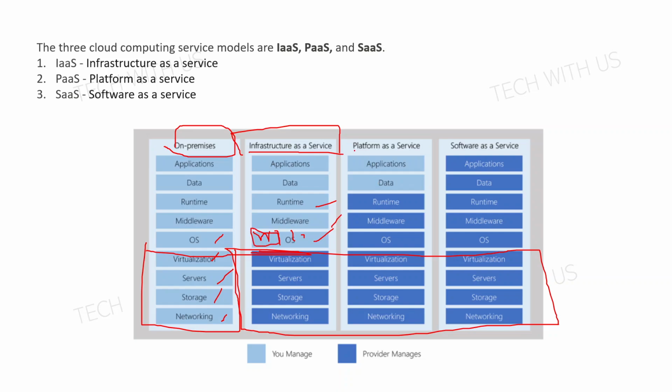If you are choosing platform as a service, the runtime below it is chosen automatically. On top of it, you can manage the data and the applications. Whereas with software as a service, all the applications and data, everything will be managed by them. We just need to see the mails. I will show you with an example here.